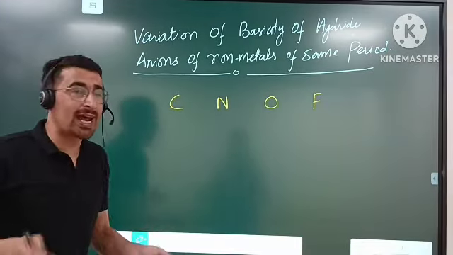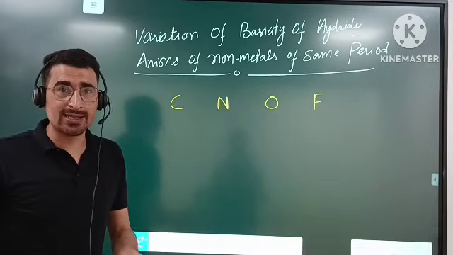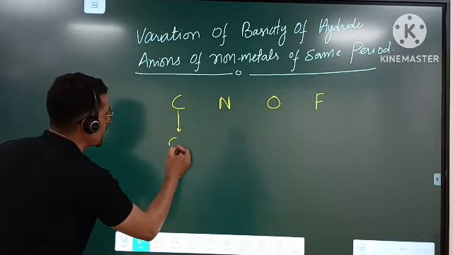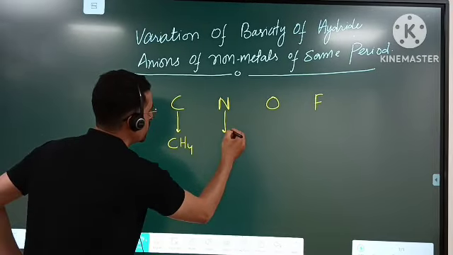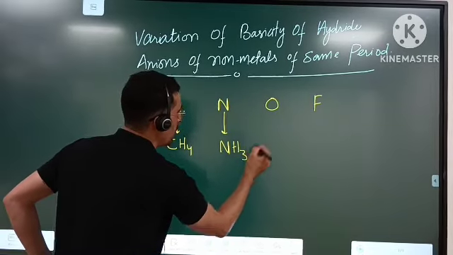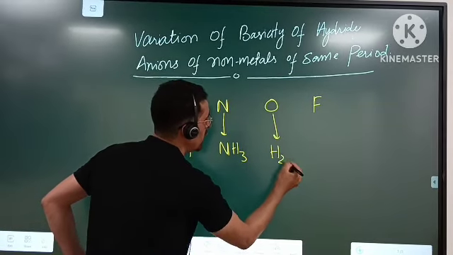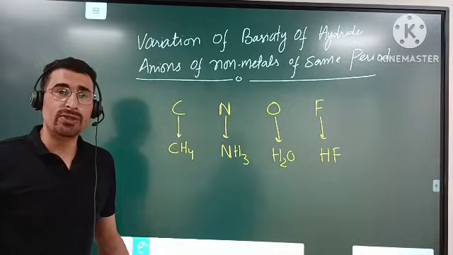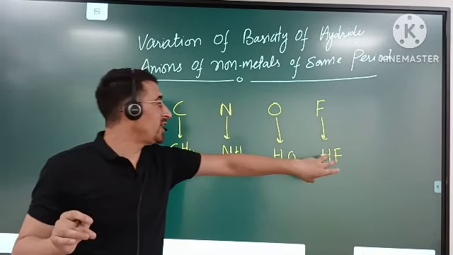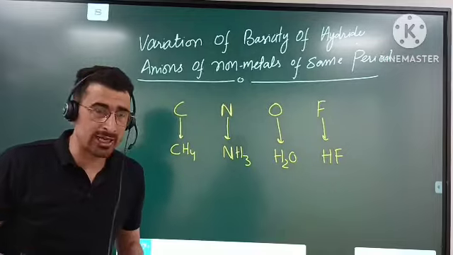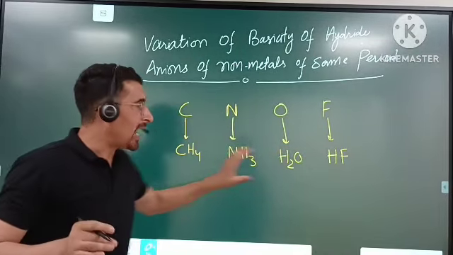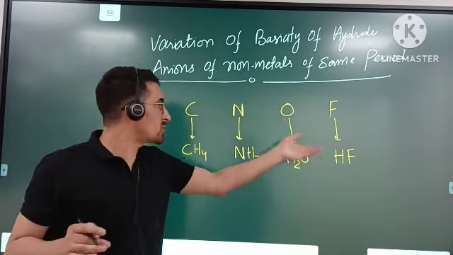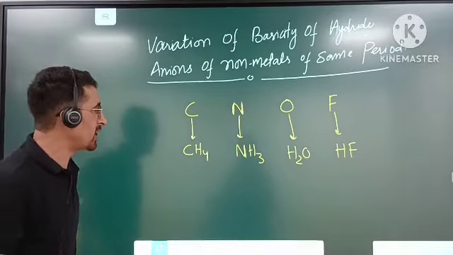If we try to make their hydrides, according to the valency concept, in order to complete their octet, carbon will make CH4, nitrogen will make NH3, oxygen will make H2O, and similarly fluorine will make HF. All of these are bonding with hydrogen atoms, so they are called hydrides of non-metals. These are non-metals, and they have made these compounds with hydrogen atoms, that is why they are called hydrides.